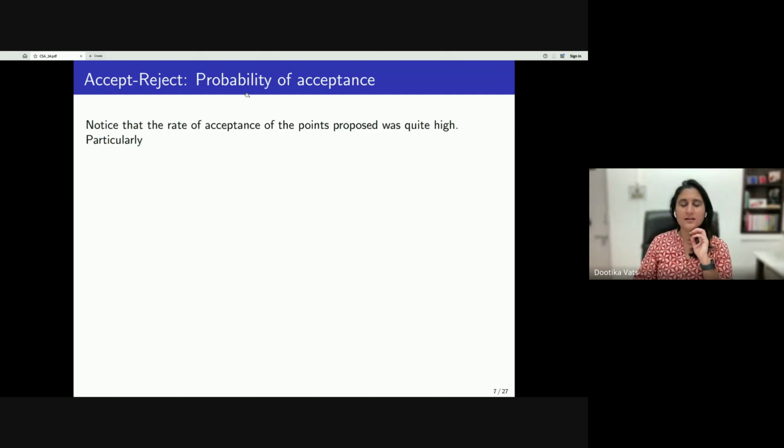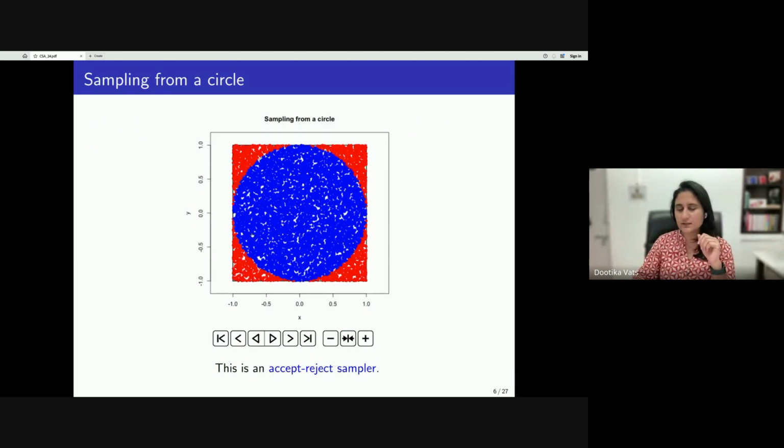And so an algorithm is effective if it has a high probability of acceptance, right? If I had chosen a much bigger box, then that would have maybe led to a lot more rejections. So an algorithm will be effective if it has a high probability of acceptance, at least in this case. So what is the probability of acceptance for this previous algorithm? We note that the rate of acceptance of the points proposed was actually fairly high. What I mean by that is that the proportion of blue dots is much larger than the proportion of red dots, right? Which means we are more often accepting than rejecting.